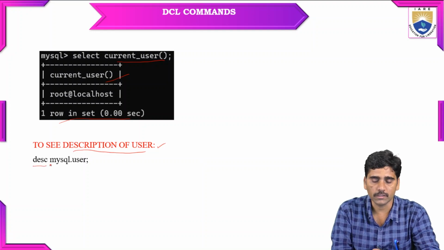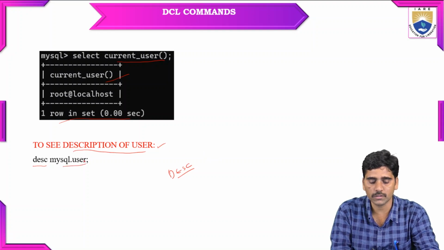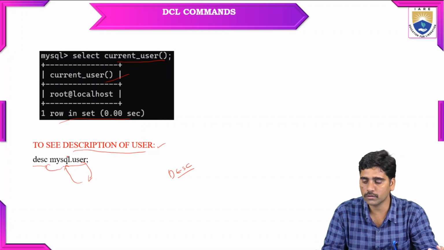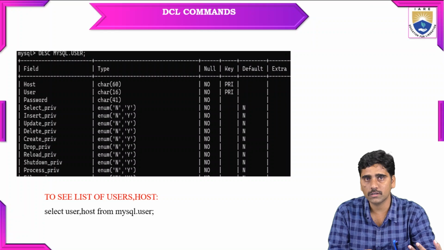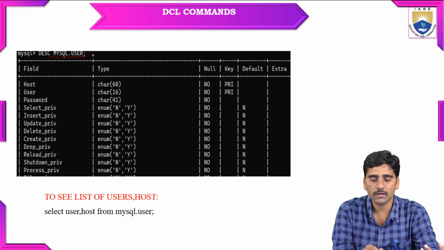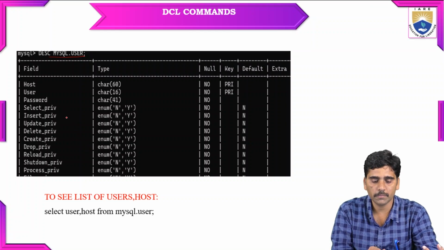And if you want to see the user information, the description of the user, use DESC. DESC stands for description, mysql.user. So it describes mysql.user. That indicates all the users from the MySQL database are going to be described. So DESC mysql.user displays all the different types of users.